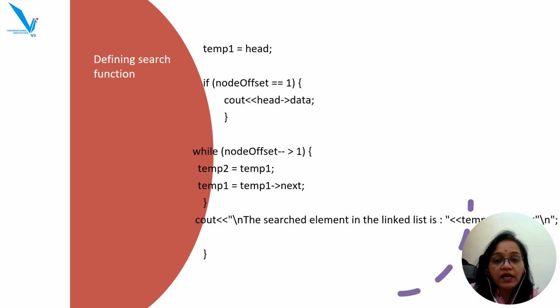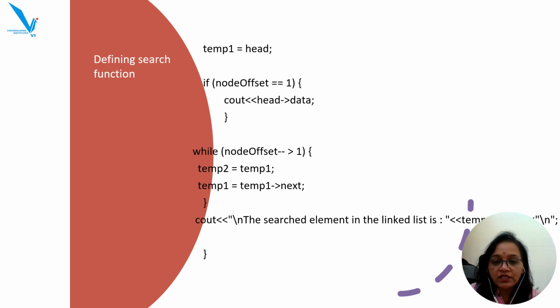If your position is other than 1, in that case you have to run through our while loop. So what does our while loop say? While node offset minus minus greater than 1, temp2 is equal to temp1, temp1 is equal to temp1 of next. That means in the while loop, until you reach your position, you shift your current pointer to the previous pointer and then shift the current pointer to the next. Once the while loop execution is over, you will be at the position which you are searching for and you have to print that data.